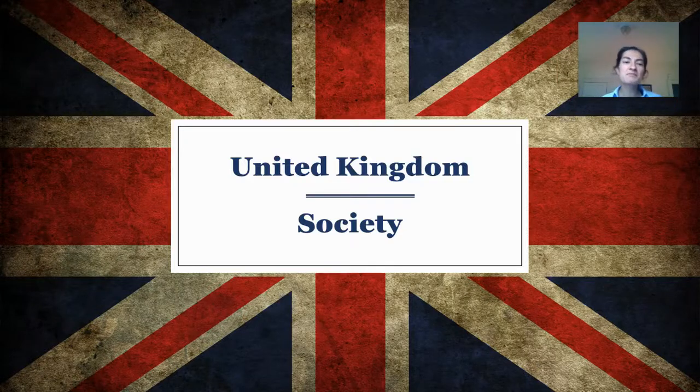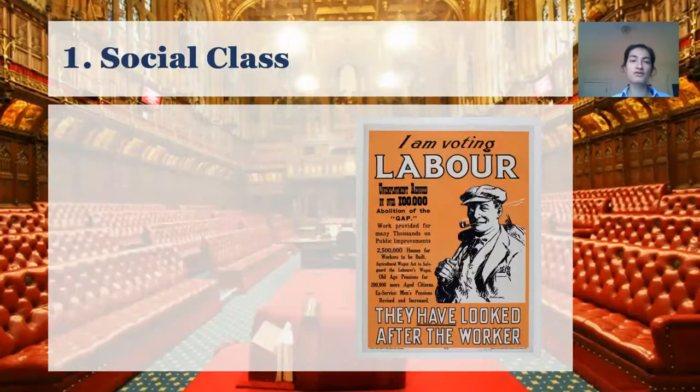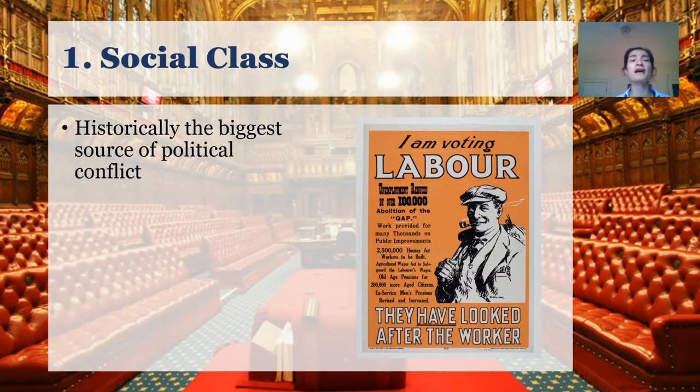I'm going to spend some time today talking about four major sources of social cleavage in the United Kingdom, and the one that I want to start with is social class. Historically, the divide between the working class and the middle and upper classes has been the biggest source of political conflict, political ideology, and political identity in the UK, at least since the Industrial Revolution created a working class in the first place.